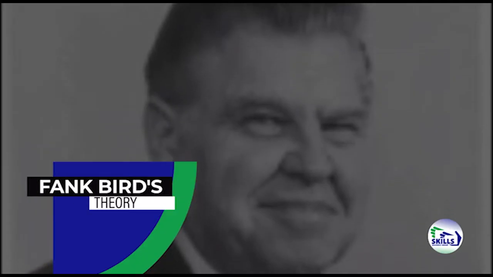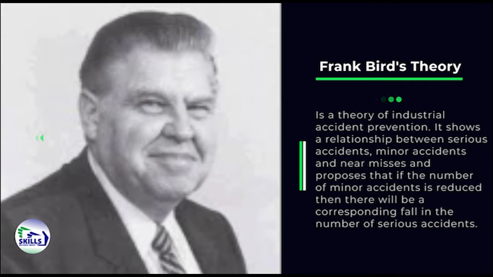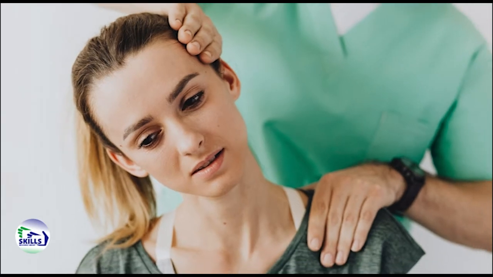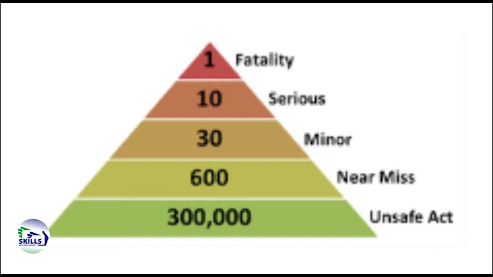Frank Bird's theory on incidents. Frank Bird researched the topic of incidents and came up with the following differentiation. For every one serious or fatal injury, there occur 10 less serious injuries, 30 property damages, and 600 minor injuries or near misses. This should give employees an indication of where their incident rate is going within the organization.